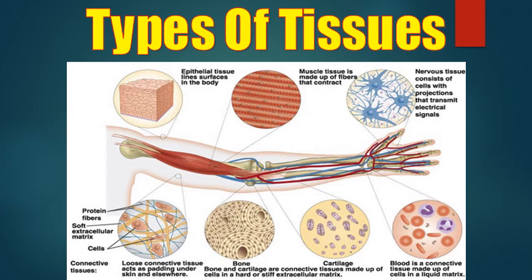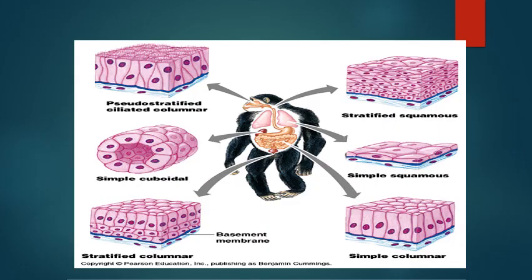Again, these are the four tissues in our body: the epithelial tissue, muscle and nervous, and connective tissue, which includes the connective tissue proper, bone, cartilage, and blood. Here, as you can see, the epithelial tissue is widely distributed in our body. The second point in this diagram shows that every part of the lining epithelium differs according to the site in order to perform a certain function.